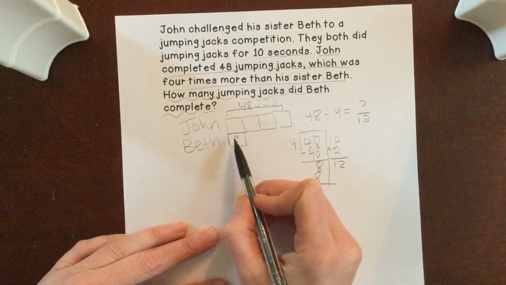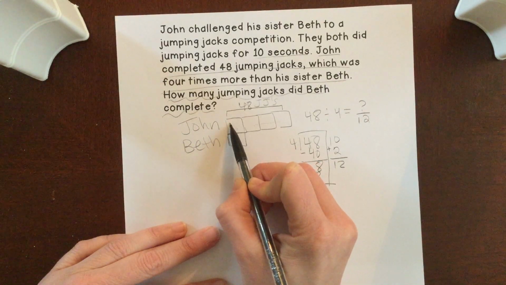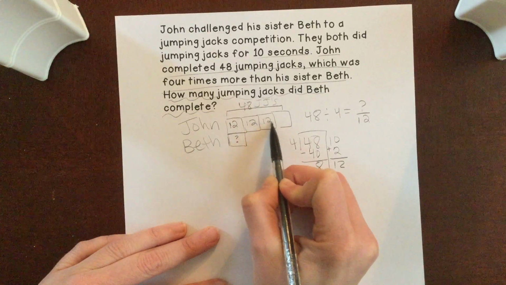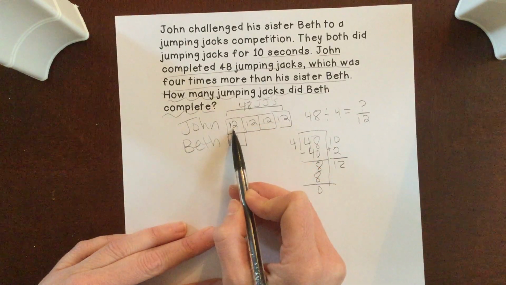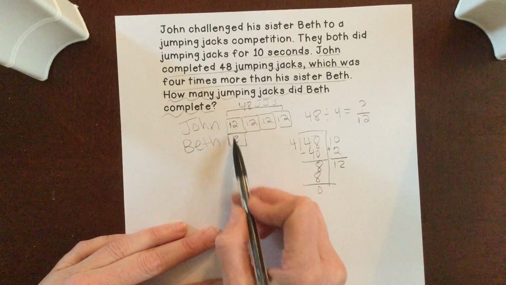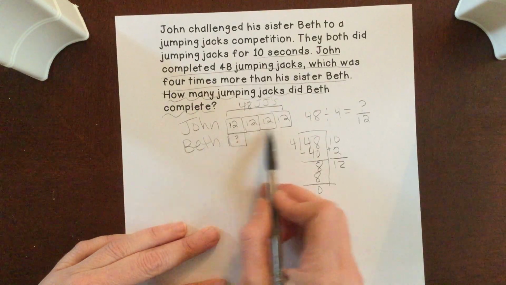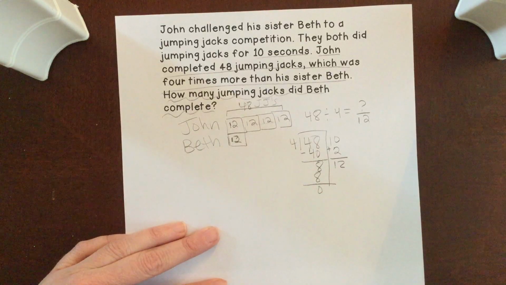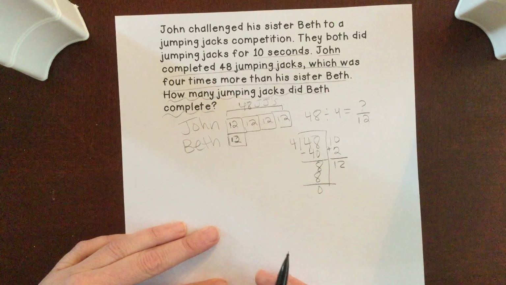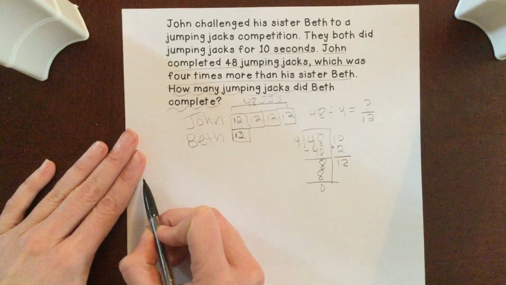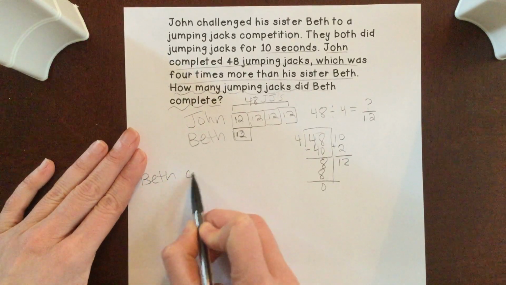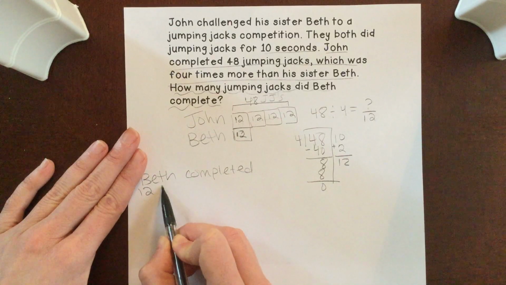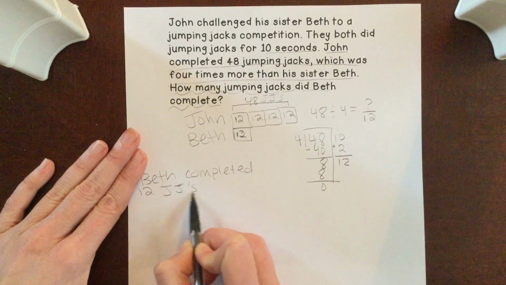So I'm going to go back to my model and fill in my model. We said that if this is 12, then that's what Beth has to be, because this amount is the same. It's just that John has 4 times more. So Beth, in our problem, she actually completed 12 jumping jacks. So Beth completed 12, I'm going to say JJs.